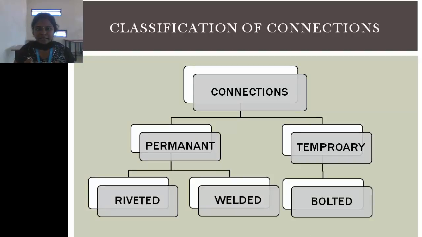Classifications of connections. We are using connections in the steel connection. Like in steel structure, it is important to design the connection. The connections are basically classified into two types. One is the permanent connection, and the other is the temporary connection. Permanent connection is riveted connection and welded connection, whereas the temporary connection is the bolted connection. We say it as permanent and temporary based upon the dismantle and reuse. We cannot dismantle and reuse in the case of welding and riveting, whereas it is possible in the case of bolted.